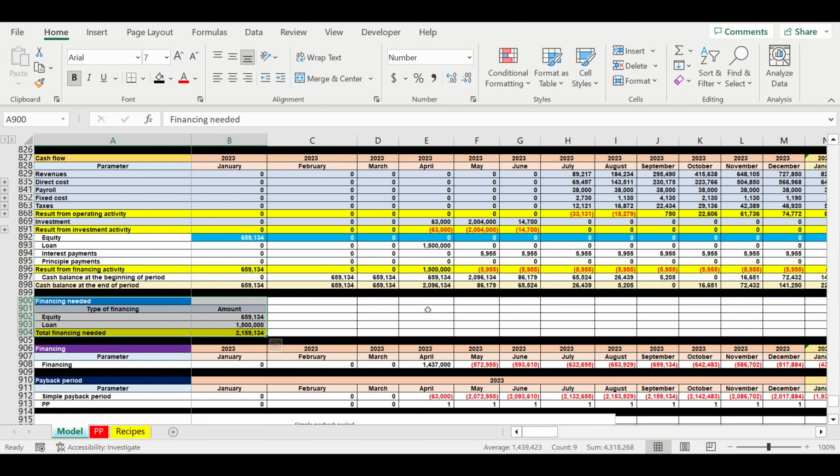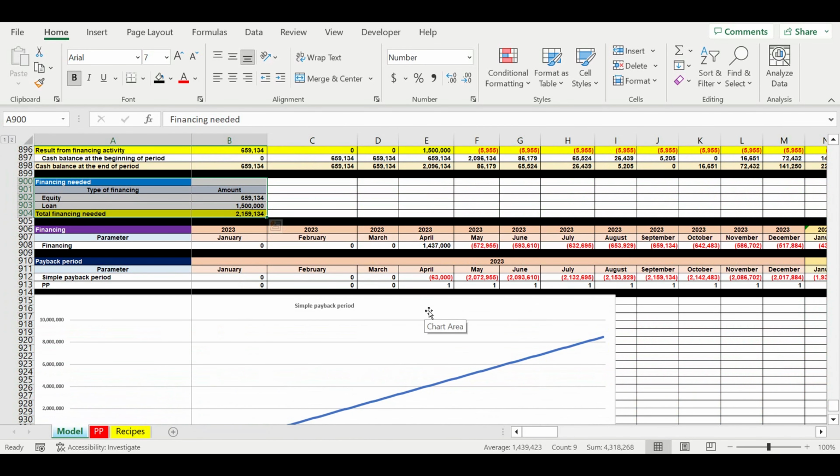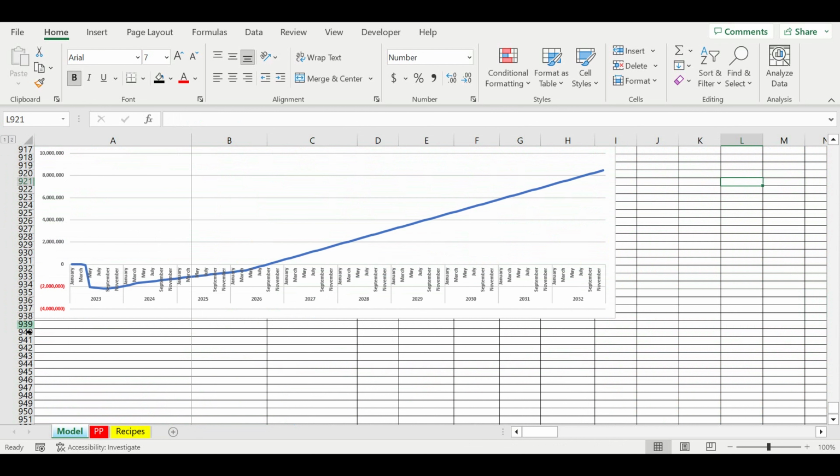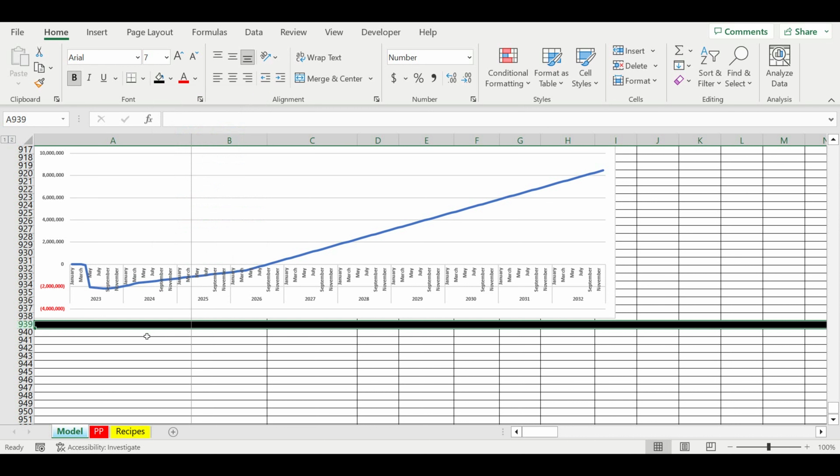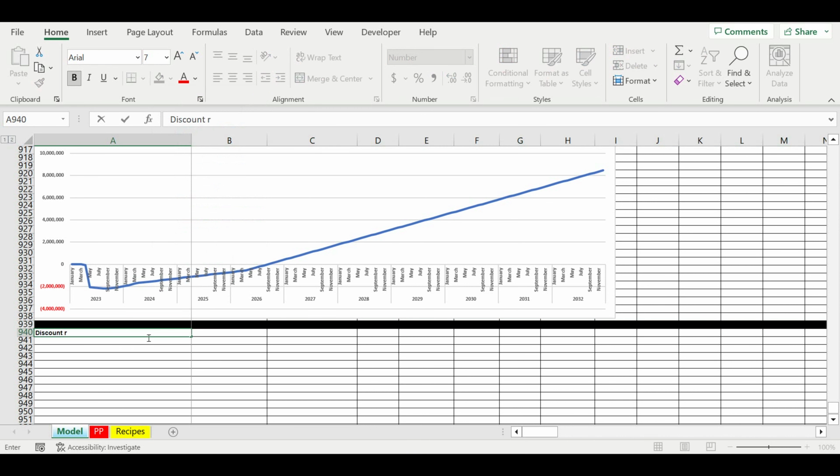And now let's move to the discounting. First of all, we need to introduce the discount rate. So the first input will be the discount rate. This will be nominated in percentage. Let's say it will be 14%. This is the input, so I'm coloring it with blue.